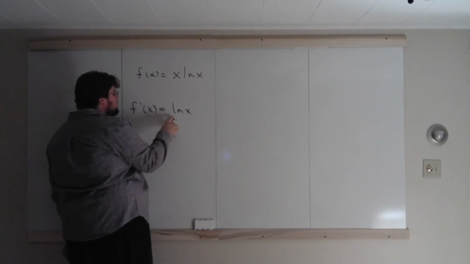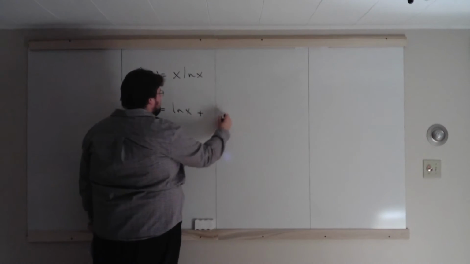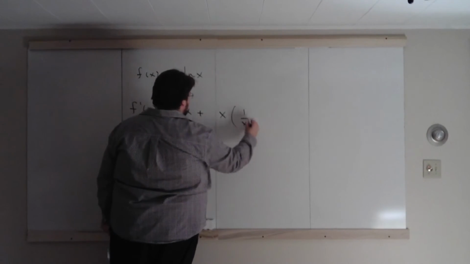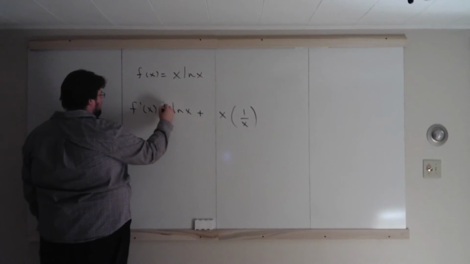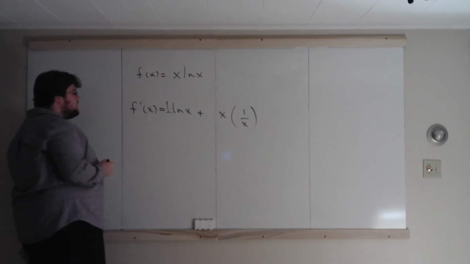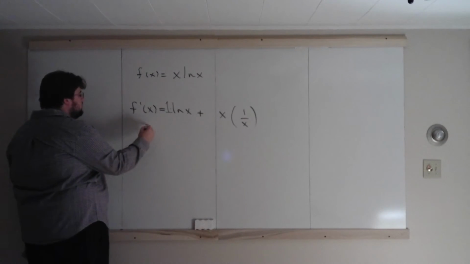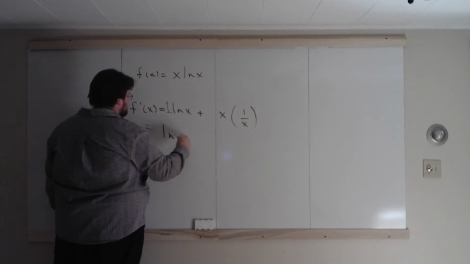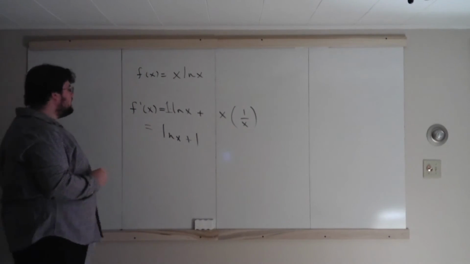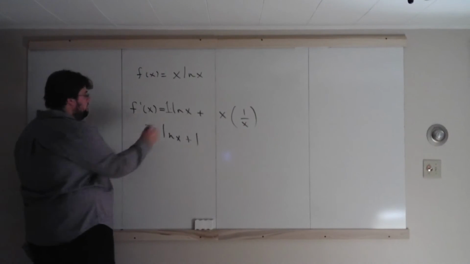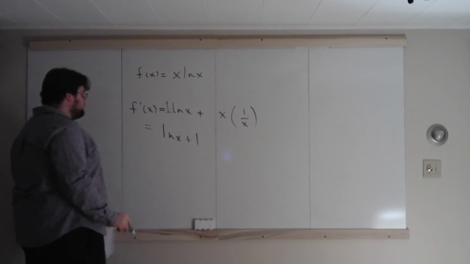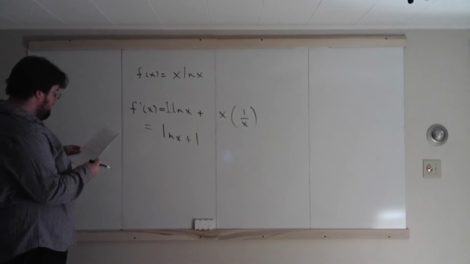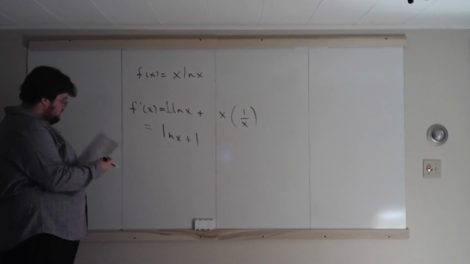So we have 1 times the second plus x times the derivative of the second. So we have, maybe I'll write the 1 out here. 1 log x plus x times 1 over x. So that's just log x plus 1. It simplifies nicely. So we have derivative of the first times the second plus the first times derivative of the second.